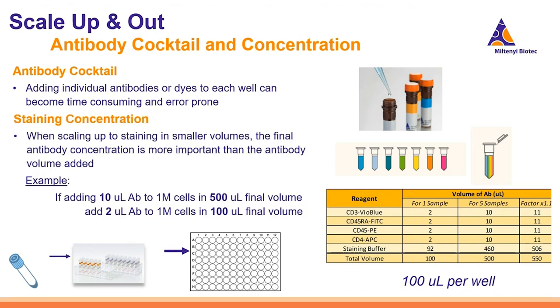Another thing to consider is that whenever you're scaling up to staining in smaller volumes, the final antibody concentration is more important than the actual volume of antibody added. So for example, if you're adding 10 microliters of antibody to 1 million cells in 500 microliters of final staining volume, and you're trying to stain in smaller volumes, you wouldn't add that same 10 microliters to 100 microliters final staining volume. You would maintain the antibody concentration. So you would only add 2 microliters to that 100 microliters final staining volume, because it's the concentration that is important.